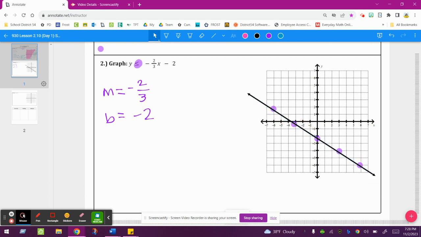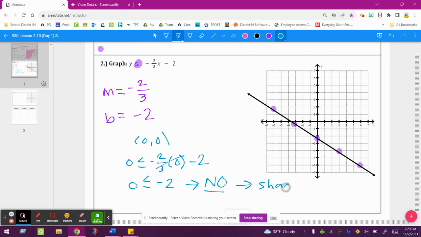Okay, so again, we can test any point. But again, I always like to test 0, 0 because it is the easiest point to plug in. So I'm going to try plugging in 0, 0 again. Okay, so that's going to be 0 is less than or equal to negative 2/3 times 0 minus 2. That's going to give us 0 is less than or equal to negative 2, which is not true, right? Negative 2 is actually less than 0. So this is a no, right? So this is a false statement. If it is a no, then we want to shade the side that does not have 0, 0. So shade the side without 0, 0.